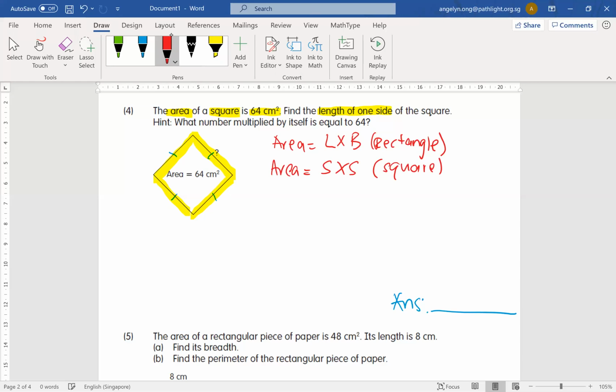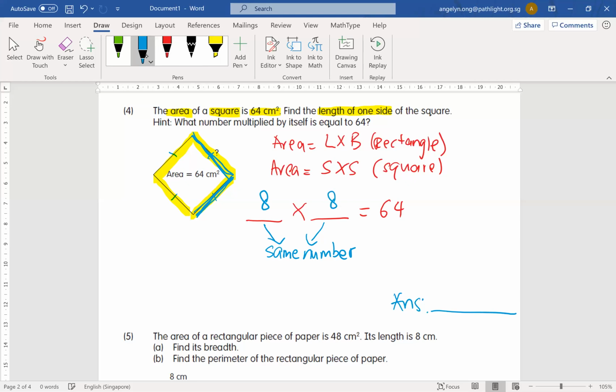Okay, now you see that on your paper, it already says something times something equals to 64, where these two lines have to contain the same number, right? And why do they have to be the same number? It's because all the sides are the same. So you take one side, multiply by the other side is the same, using the same number. Okay, so what times what gives us 64? Answer is 8. 8 times 8 gives us 64. So the answer for one side is 8 cm.